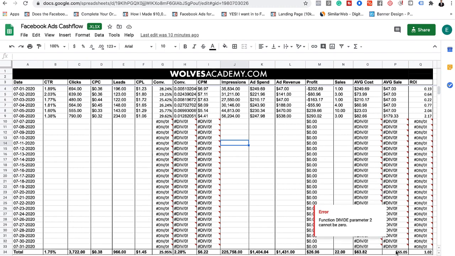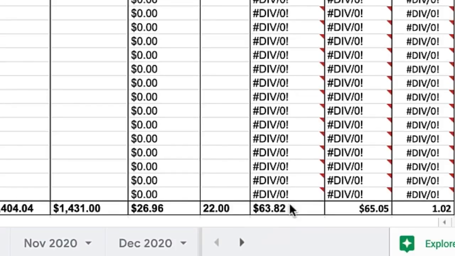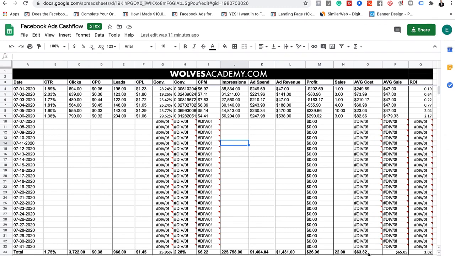So my cost per purchase was on point. My average sell cost was good, $60. But my usual $120 average order value is $65.05 right now because I only have one upsell out of 22 different sales. So this is the whole point of looking at data.